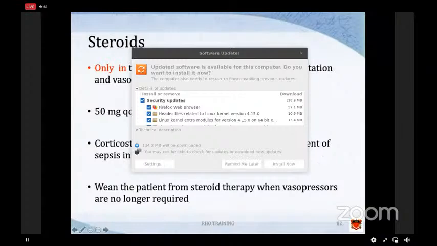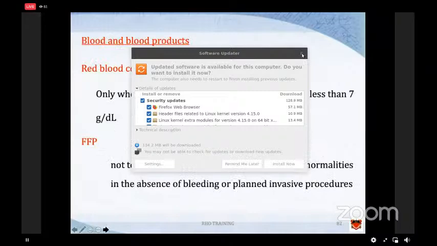So steroids are only used in patients who are refractory to volume resuscitation and vasopressor therapy. Normally in clinical practice, if the patient is refractory to volume resuscitation and requires more than 2 vasopressors to maintain blood pressure, you think of starting steroids. It is hydrocortisone 50 milligram QDS, or you can start it as an infusion, 200 milligram per day. And once the patient is improving with septic shock, you have to stop it.